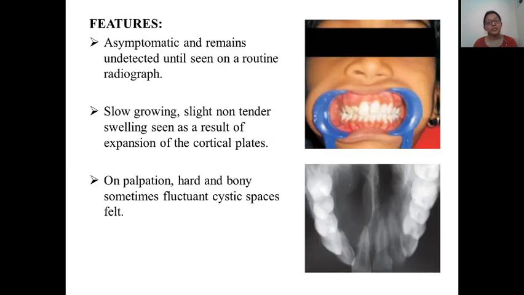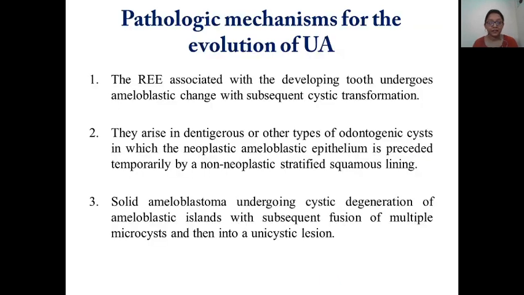Now these are some features of the unicystic ameloblastoma. It is asymptomatic and remains undetected until seen on a routine radiograph. It is very slow growing, with usually a slight non-tender swelling as a result of the expansion of the cortical plates. On palpation, we might feel a hard and bony swelling, and sometimes fluctuant cystic spaces are felt.